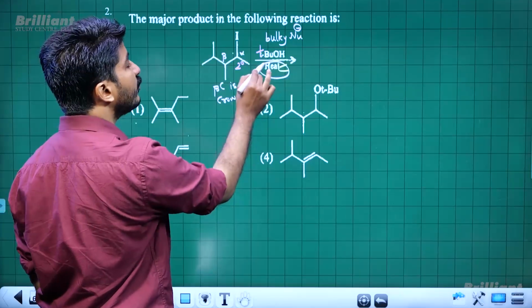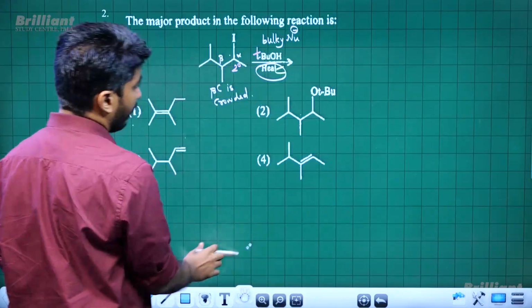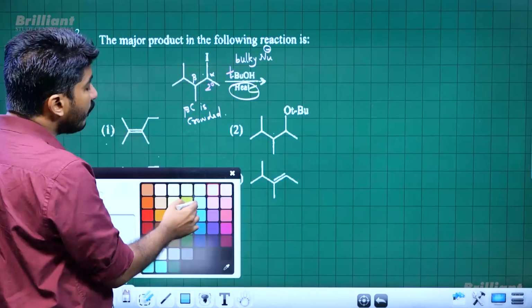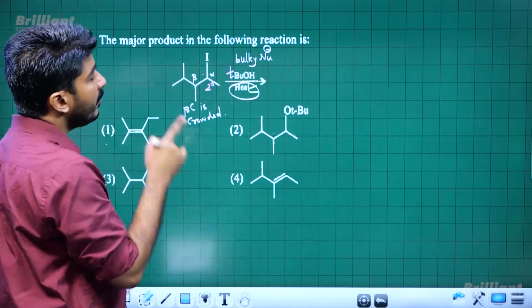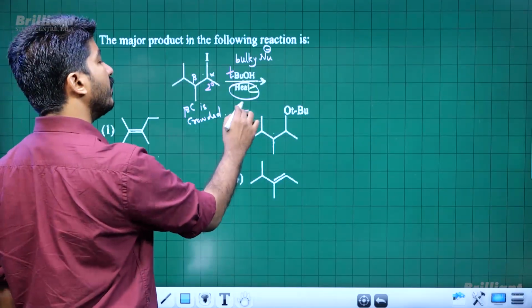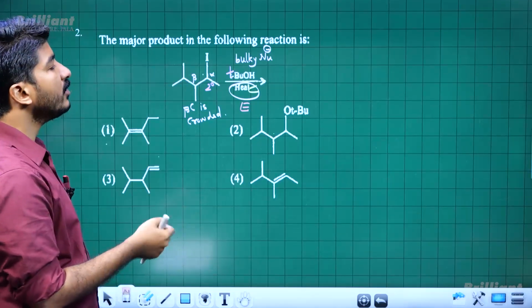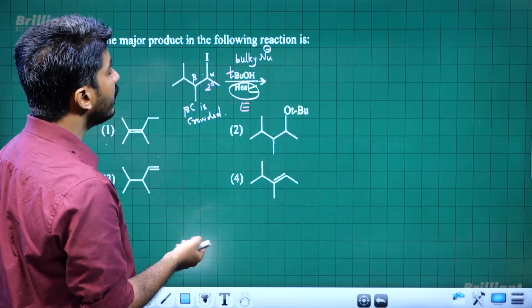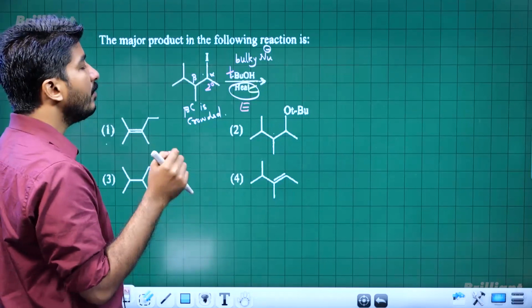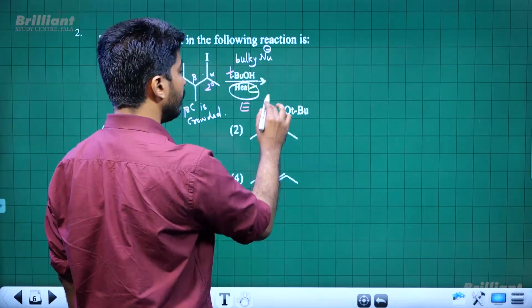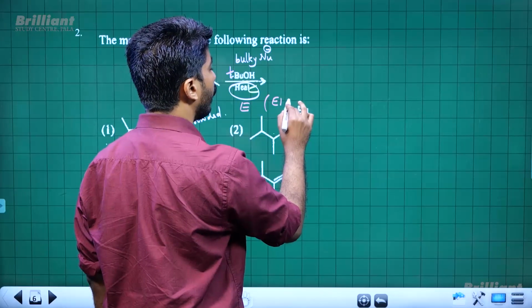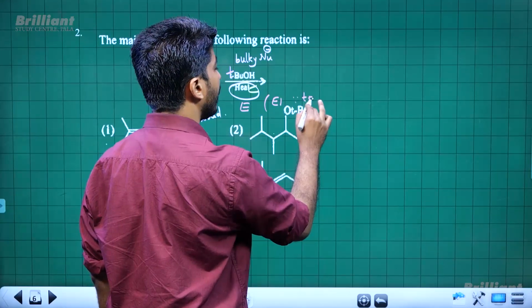And heat is also shown for our reasons. Thus, we can conclude that here elimination reaction is going to happen. This will be elimination in preference to substitution. And elimination occurs by what mechanism? Elimination occurs by E1 mechanism, because tertiary butyl alcohol is a weak base.